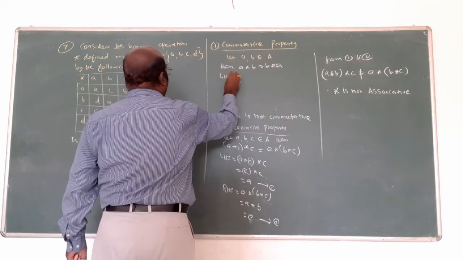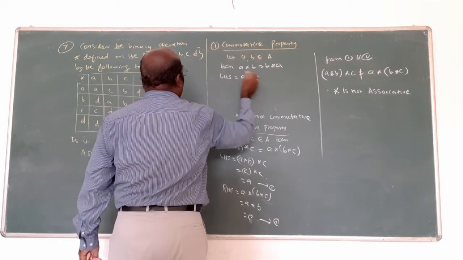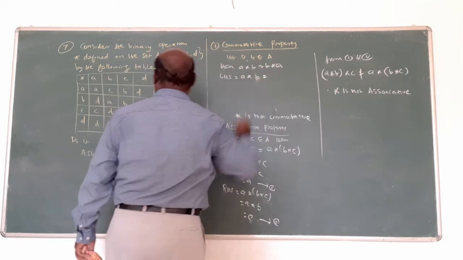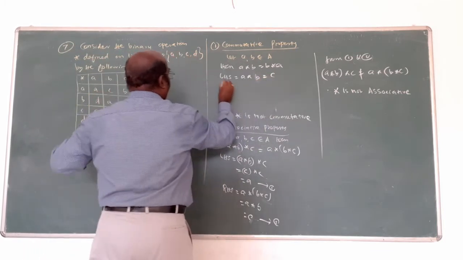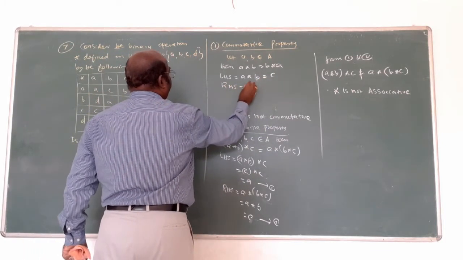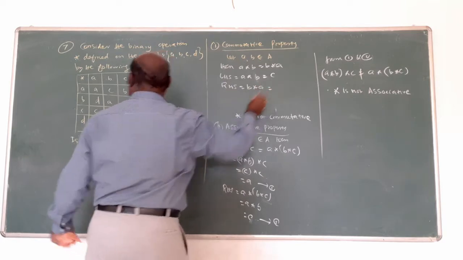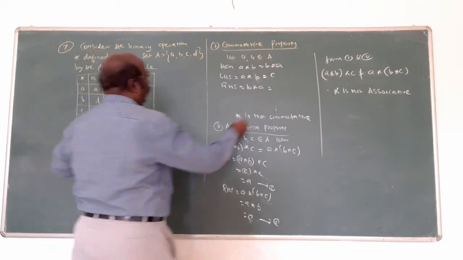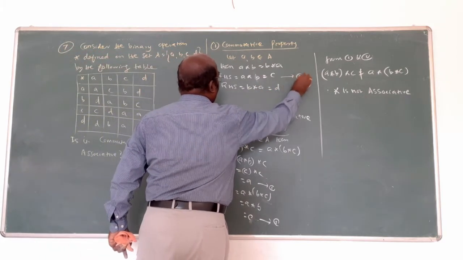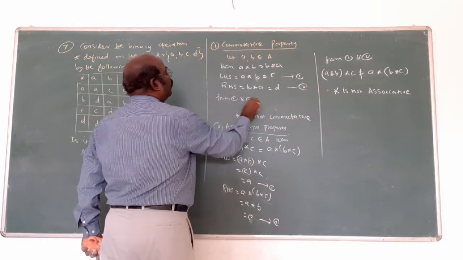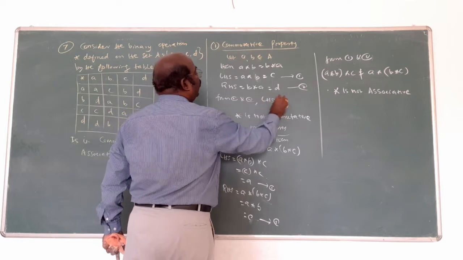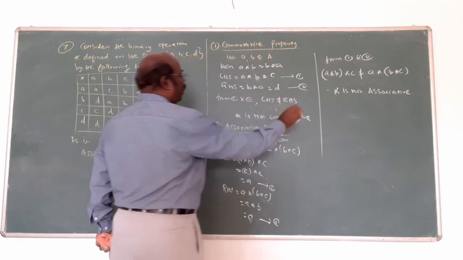And start with the LHS. A star B. A star B is what? C. Then RHS is what? B star A. B star A is what? D. Therefore, for 1 and 2, LHS not equal to RHS. That's why star is not commutative.